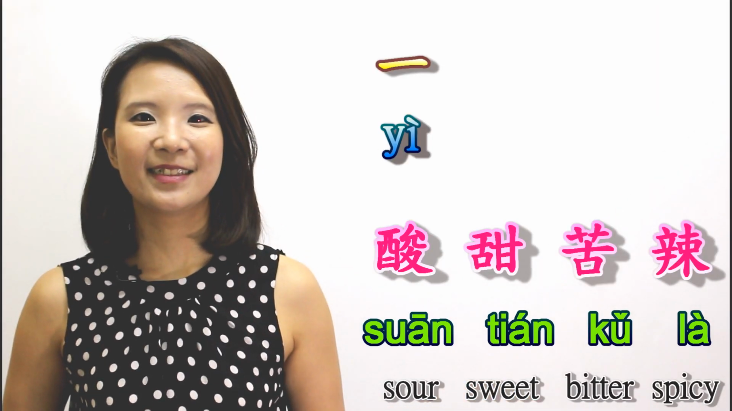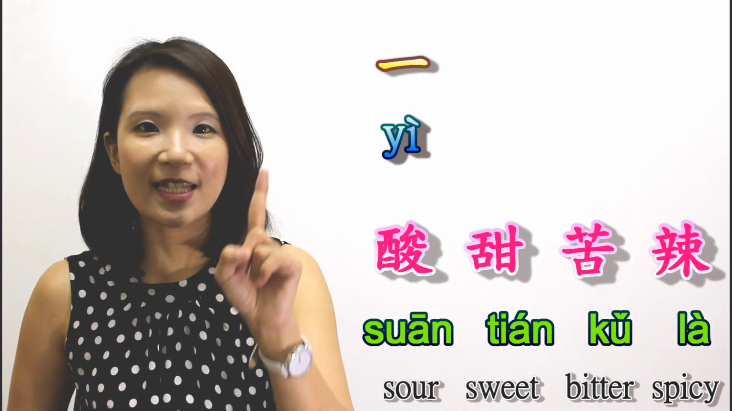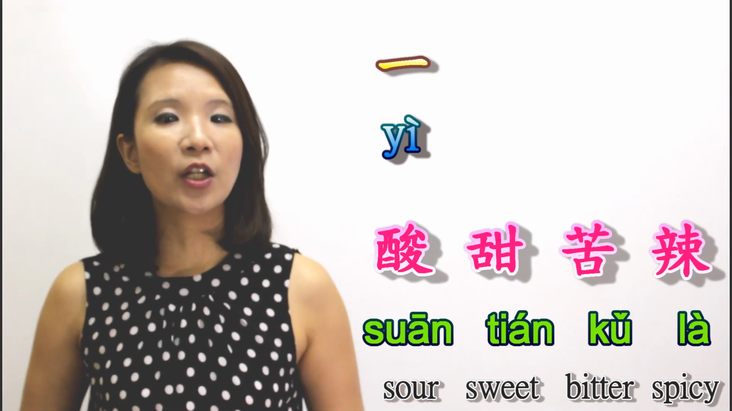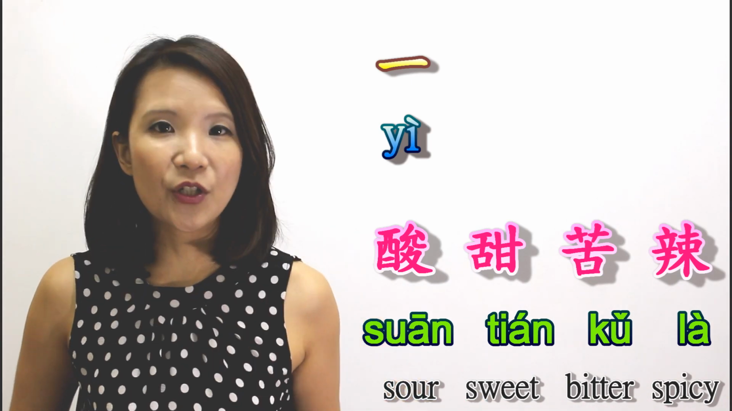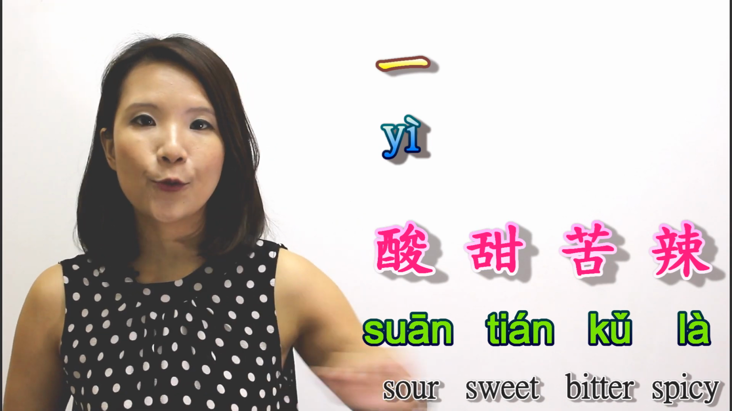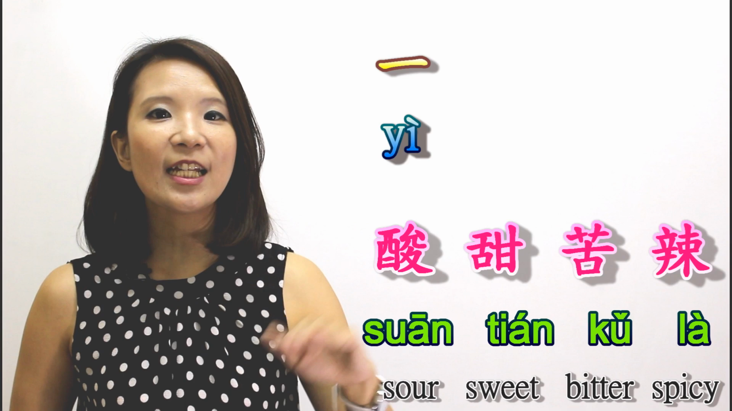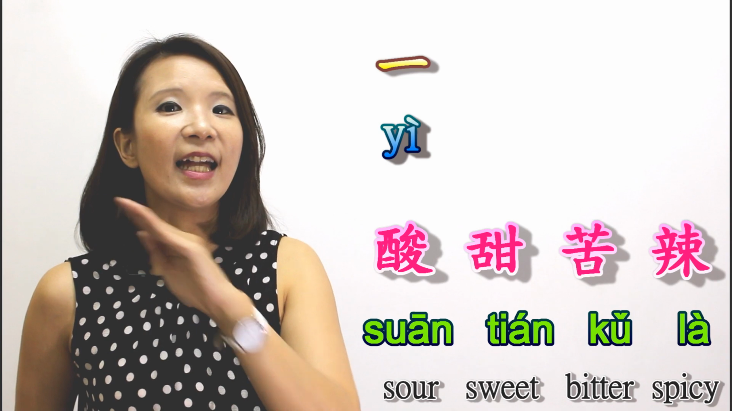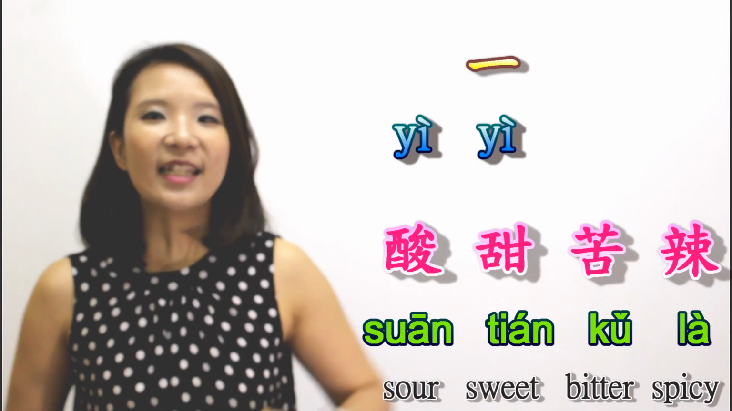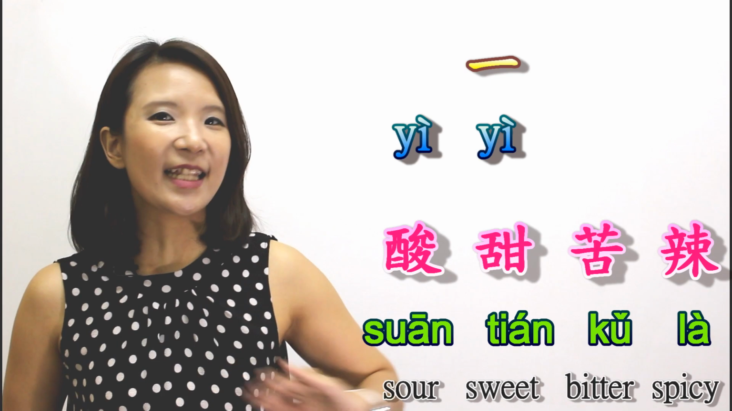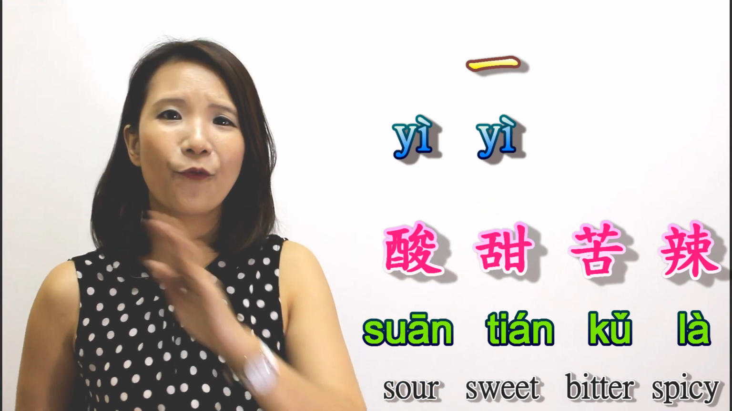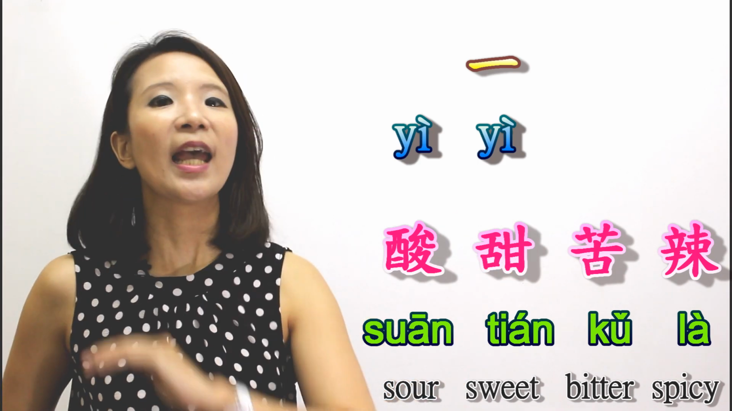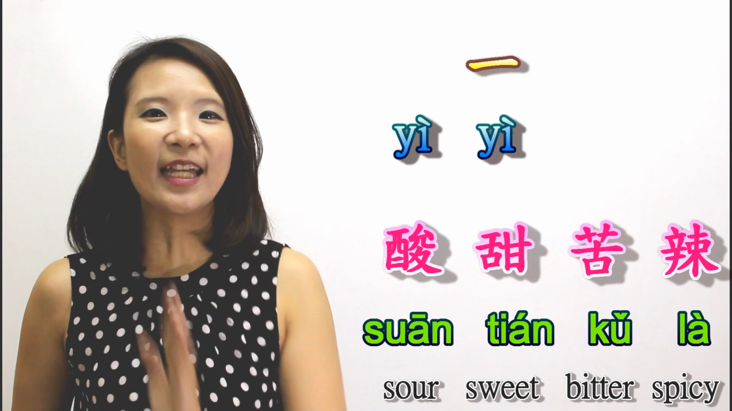一酸. See, when 一 is with 酸, the word 一 becomes the 4th tone. So we say 一酸. We don't say it with the first tone. 一甜. Also changes to the 4th tone when it comes with the second tone. 一甜.